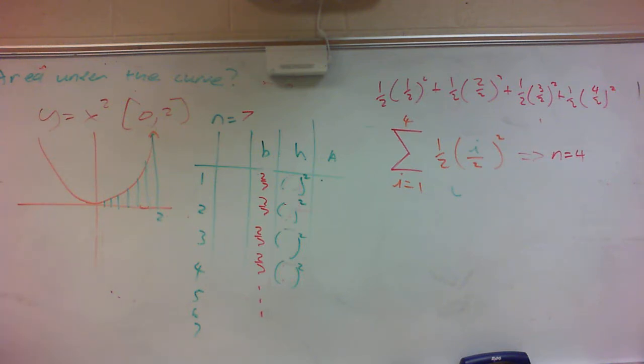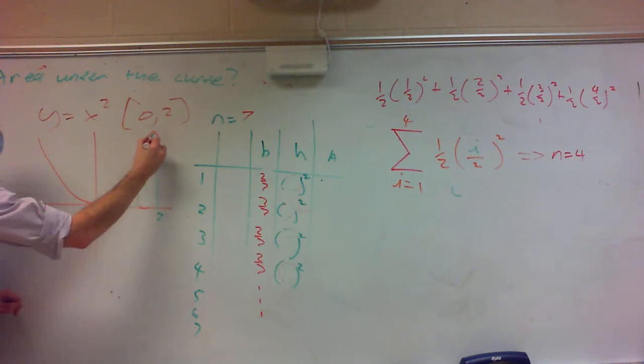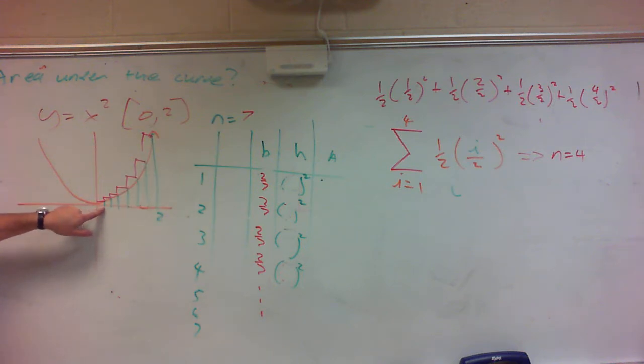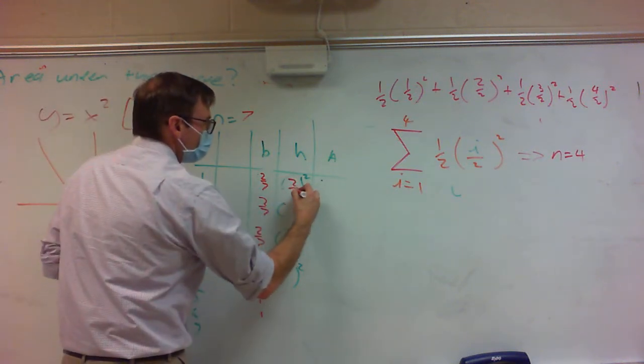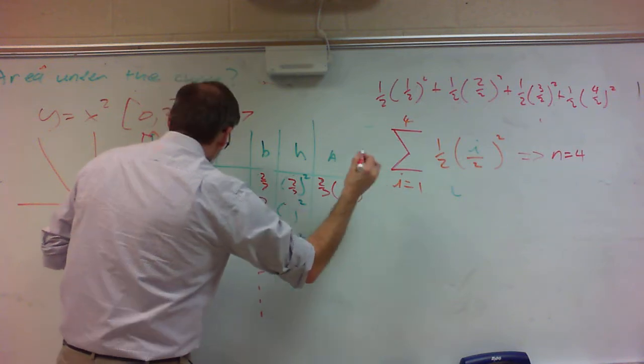Now, let's figure out the height. How do we get our height of the first rectangle? Plug in 2 over 7, right? I don't care, I want 2 over 7. Okay. We're okay? And so this is 2 over 7, and so this is going to give me 2 over 7 times 2 over 7 squared. All right, fine.